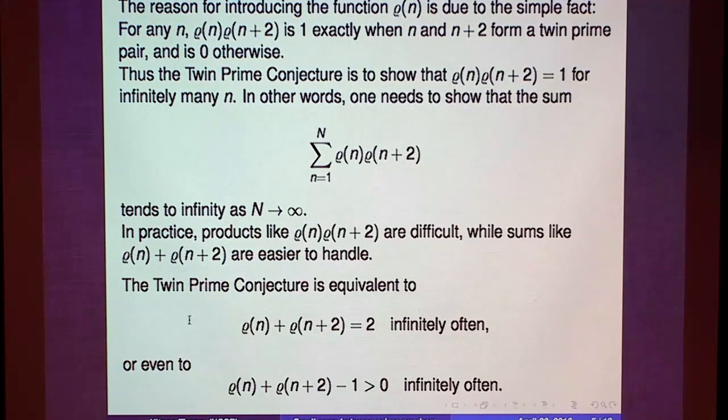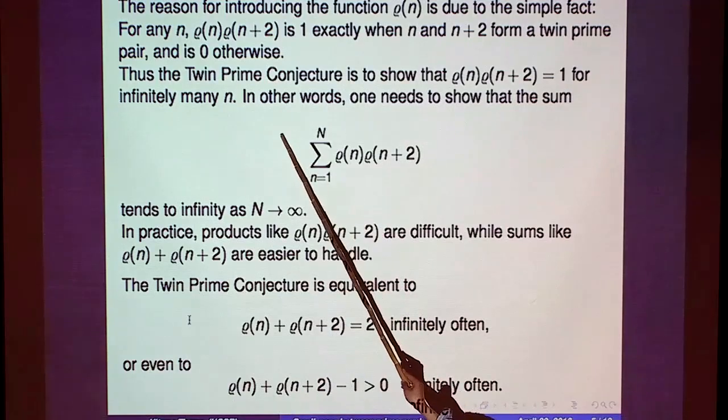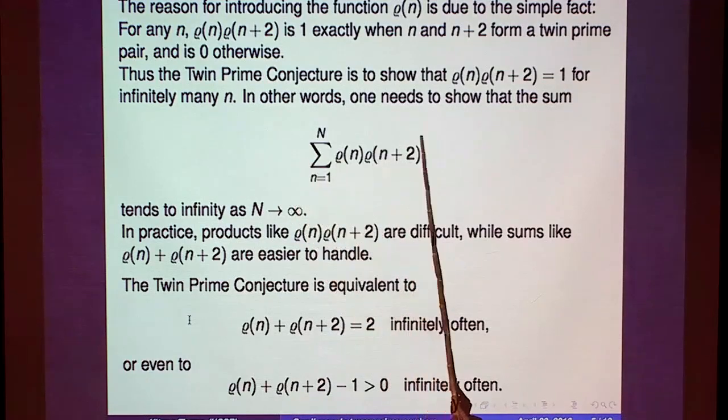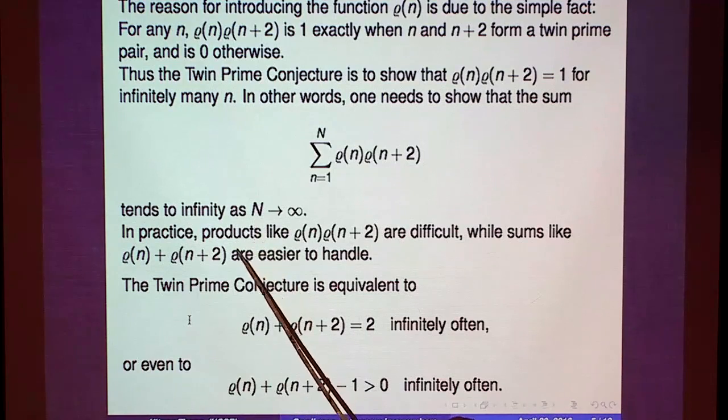So this is the first attempt to formulate the twin prime conjecture using a sum, a function like this. But how can we do that? We put a limit, capital N approaching infinity, equal to infinity. Till now, we are unable to handle it, because prime numbers look simple, but whenever we consider a product like this form, they are difficult.